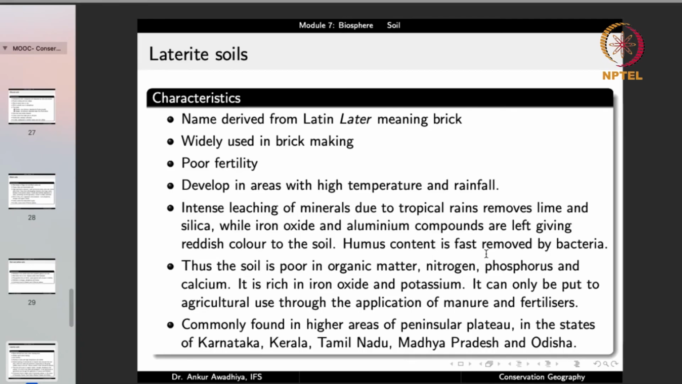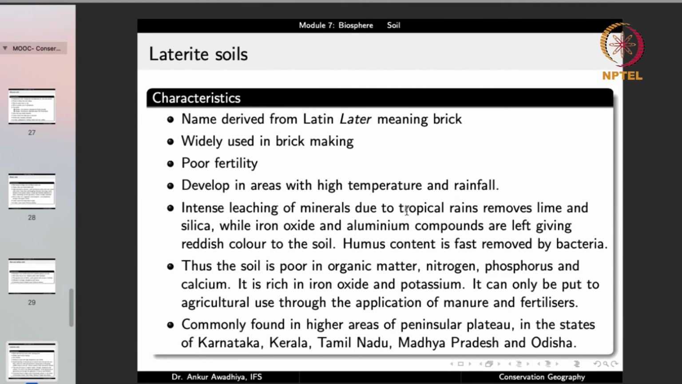Next, we have laterite soils. The name is derived from Latin later, which means brick. So they were used for brick making. So they are not good for most other purposes, which means that they have poor fertility. They develop in areas with high temperature and rainfall, which leads to intense leaching of materials due to tropical rains, which removes lime and silica, whereas iron oxide and aluminum compounds are left behind, giving the reddish color. So these are red in color because of iron oxides.